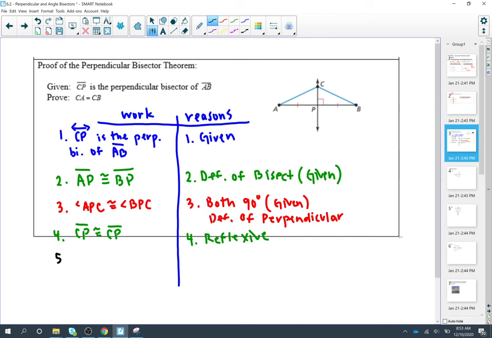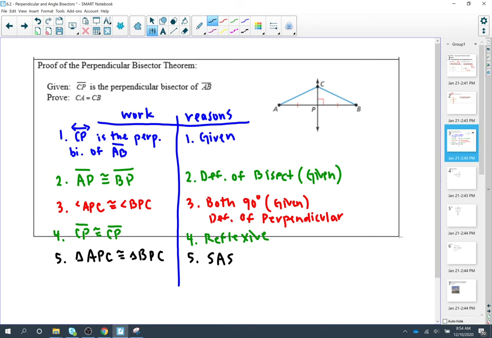So step 5, I'm going to say that triangle APC, using a little triangle symbol, is congruent to triangle, and make sure you're matching here. If you started out here at A and went into P and up to C, you have to start out at B, into P, up to C. So triangle BPC. And the reason I know this is because of the side-angle-side theorem.